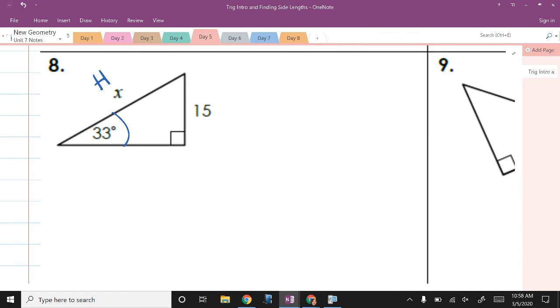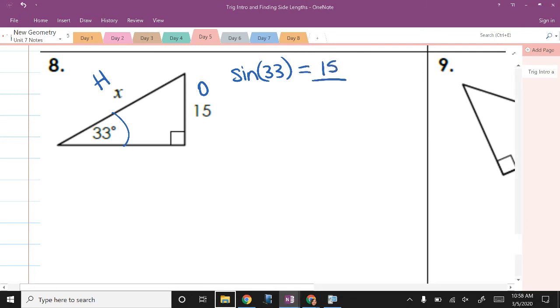So, this one's opposite. Sine, cosine, or tangent? Sine. We have opposite and hypotenuse. We're using sine. So, sine of 33 equals opposite over hypotenuse. Now, what's the opposite? 15 over the hypotenuse is what? X. Now, how do we solve for x if x is in a denominator? Well, first we got to get it out of a denominator, right? So if it's dividing by x, how do we move x? Multiply by x on both sides.